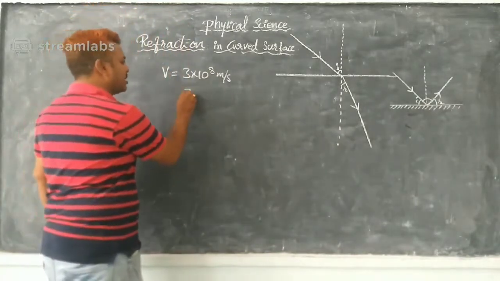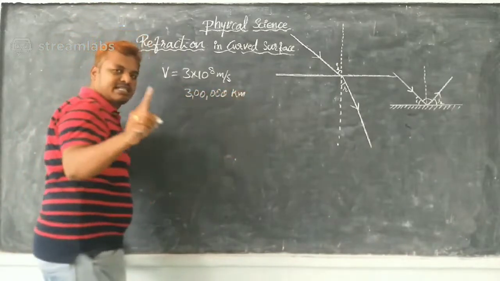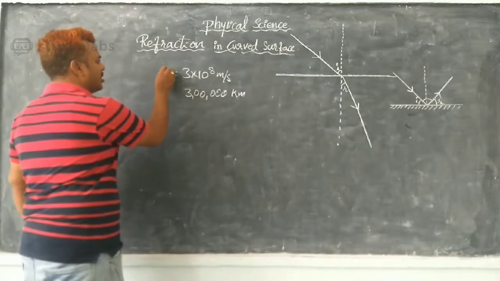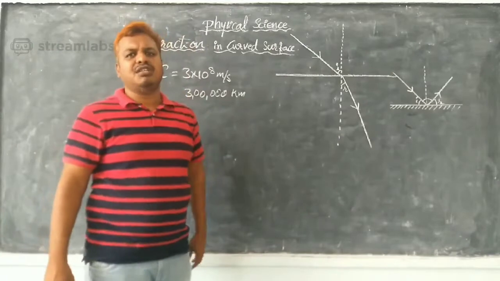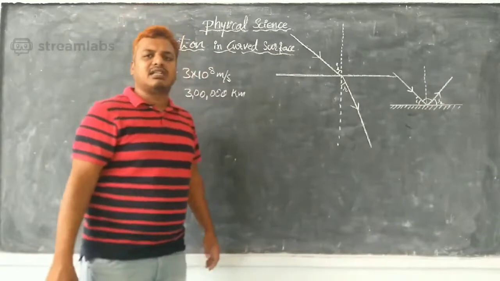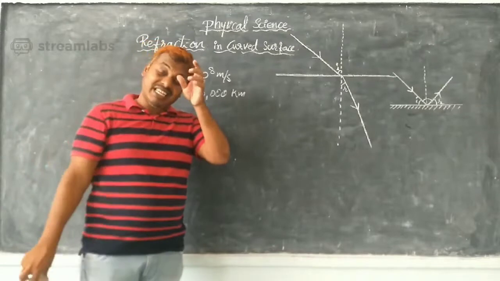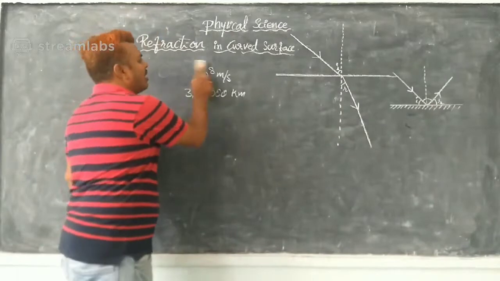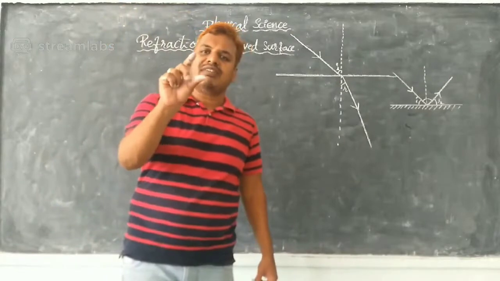We can write that also as 3 lakh kilometers per second. It is denoted with C, that is the velocity of light in vacuum. Velocity of light in vacuum is 3 lakh kilometers per second. Within a second, light will travel 3 lakh kilometers. Okay. Now, if it travels through any medium, what happens to the velocity of light?